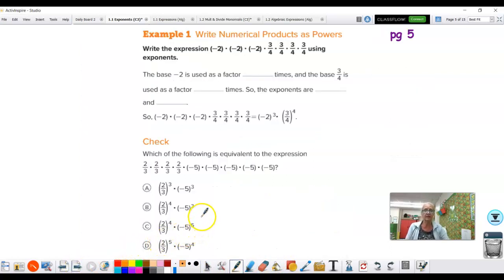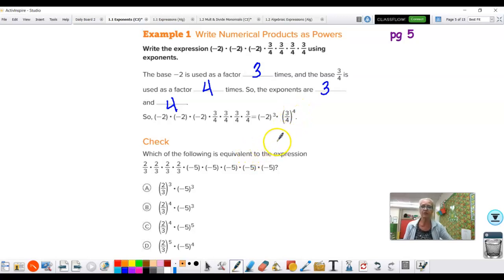Here, this is example 1. It's on page 5 in your workbook. They're showing you that you have -2 times -2 times -2. So the base, -2, is used as a factor 3 times. And the base 3/4, 1, 2, 3, 4, is used as a factor 4 times. So the exponents are 3 and 4. And you can see here they've got a 3 and a 4.